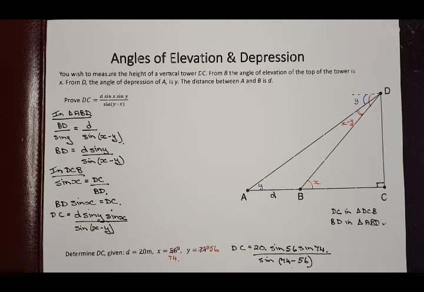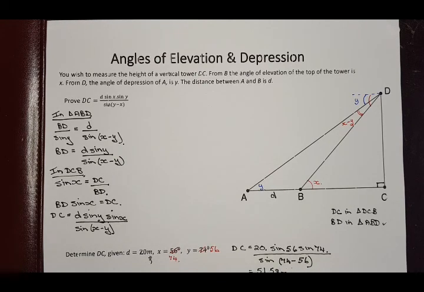And now it simply becomes a matter of typing all that into your calculator. 20 sine of 56, sine of 74, all over sine of brackets 74 minus 56, and that answer becomes 51.58 if we round off correct to 2 decimal places. And now I gave you units of measurements, so our answer is going to be 51.58 meters.